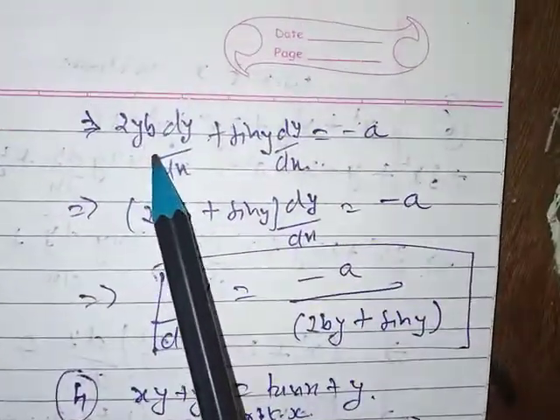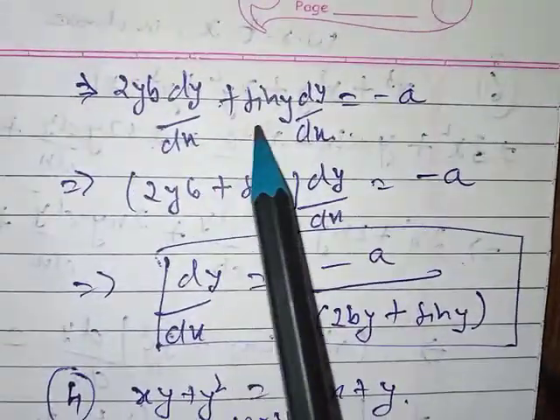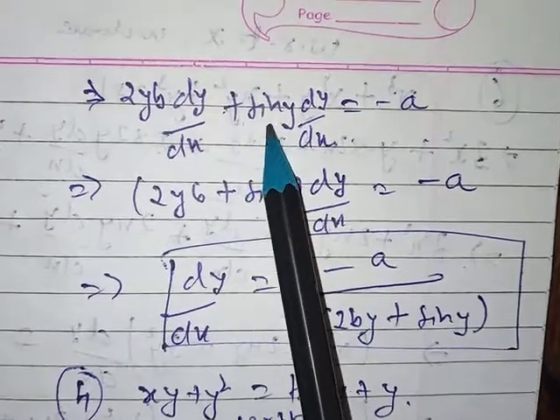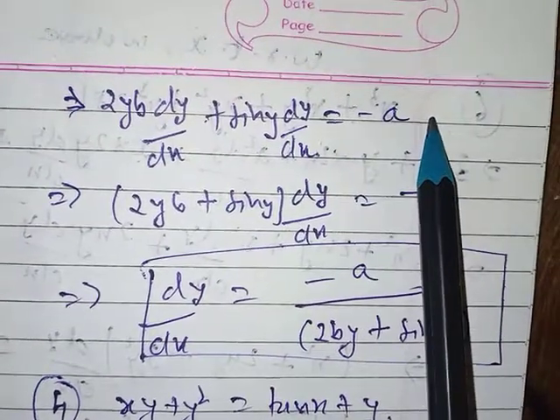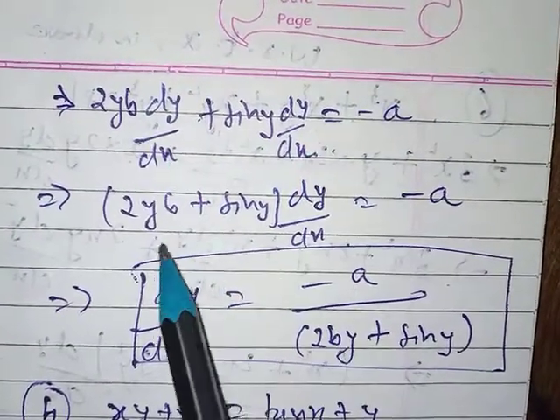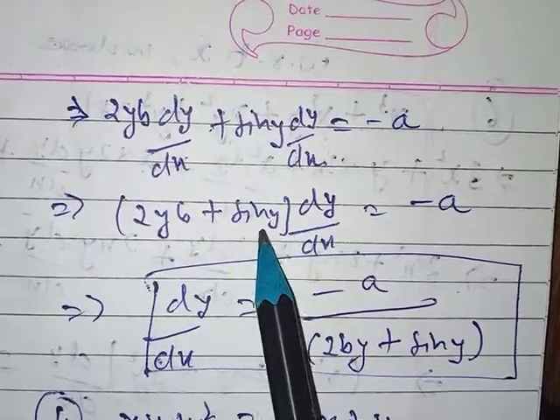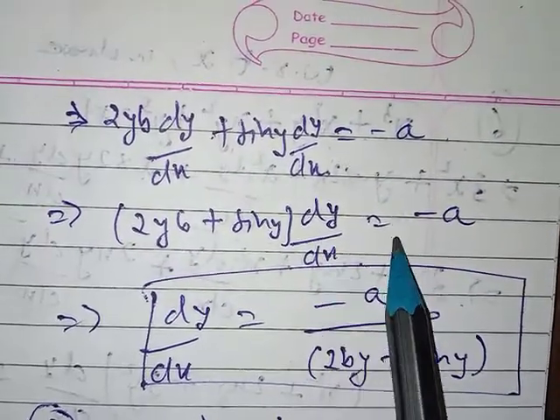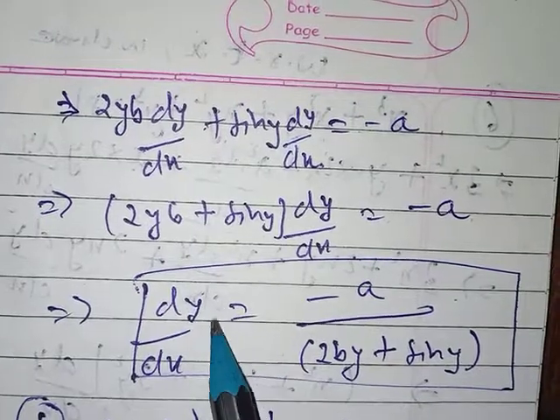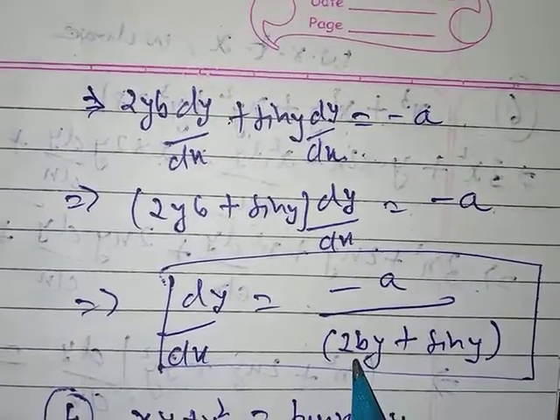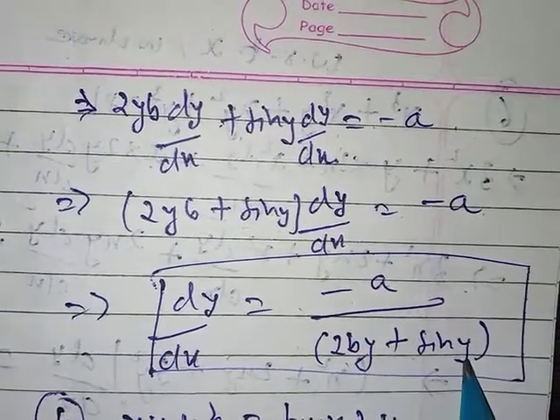So you will get 2yb dy by dx plus sin y dy by dx is equal to minus a. Take dy by dx common, so (2yb plus sin y) times dy by dx is equal to minus a. So dy by dx is minus a upon (2yb plus sin y).